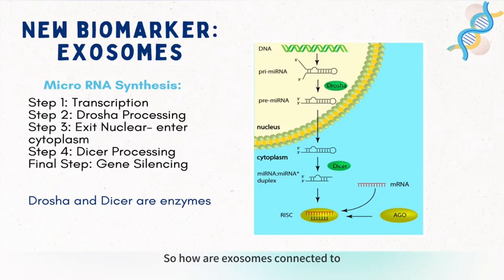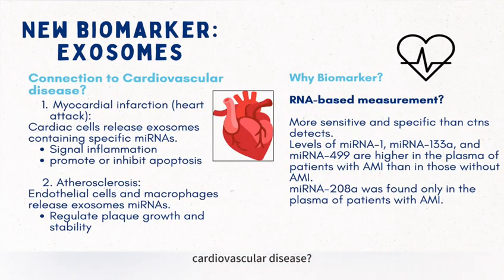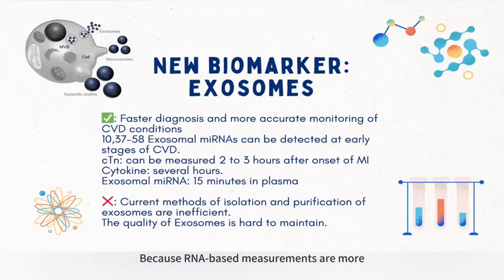So, how are exosomes connected to cardiovascular disease? Endothelial cells and macrophages release exosomal microRNAs that influence plaque growth and stability. Why are they reliable biomarkers? Because RNA-based measurements are more sensitive and specific, but challenges remain.